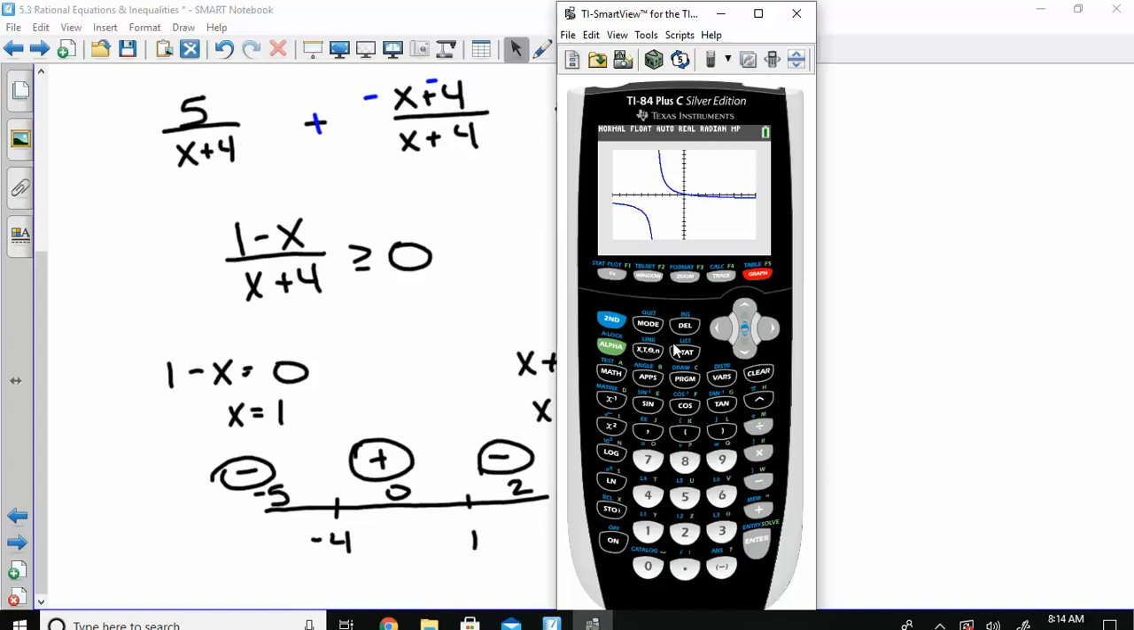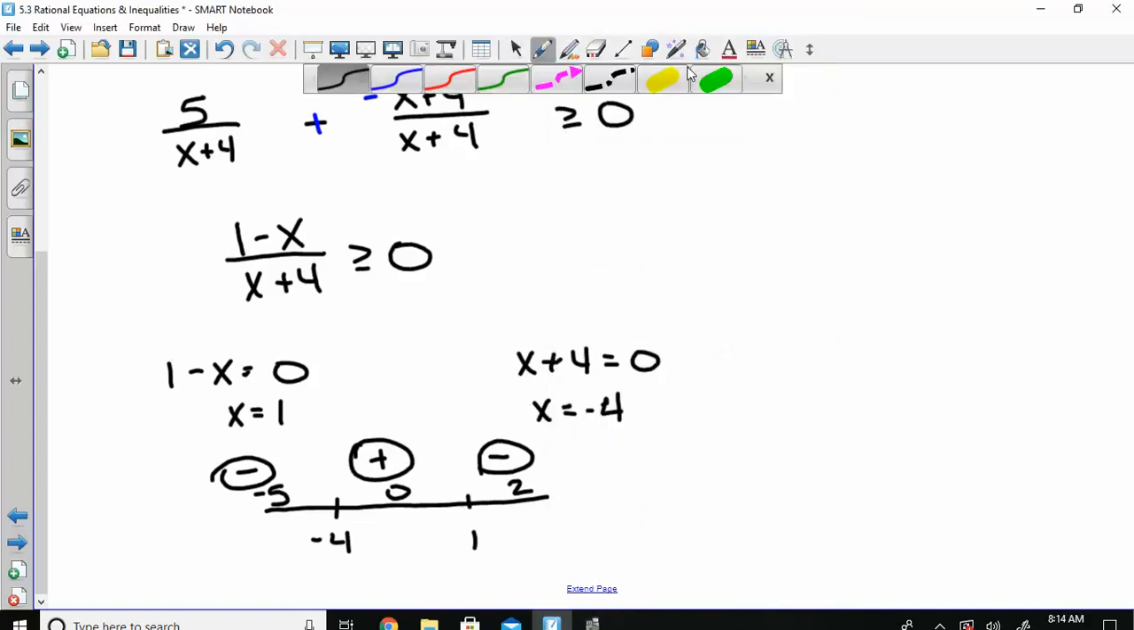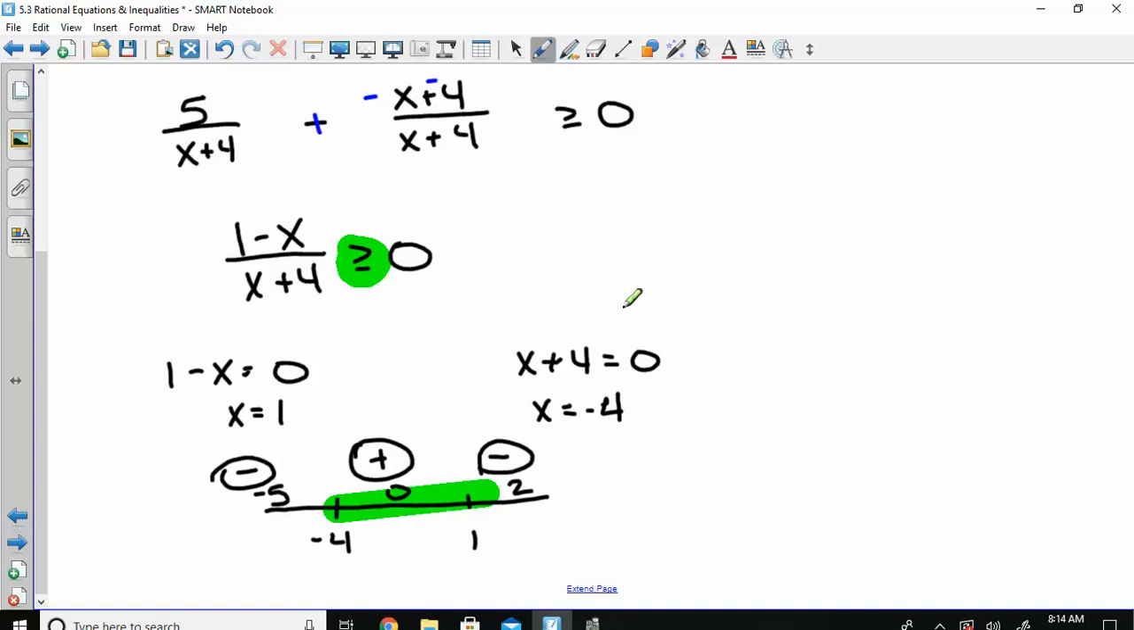Now the question is, which answers did I want? Positive. Greater than 0 is positive. Now, equal to means bracket. My graph was positive here, but if I write this, my answer is wrong. Why would that be? Equal to means brackets. It was positive between those numbers. Does anybody see what's wrong with that?